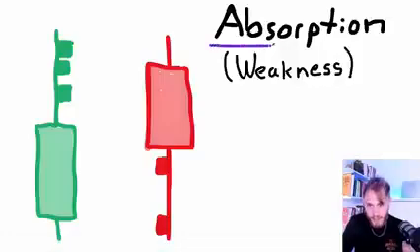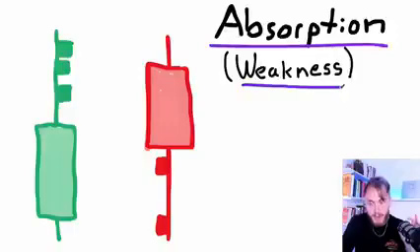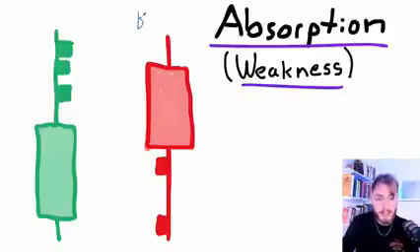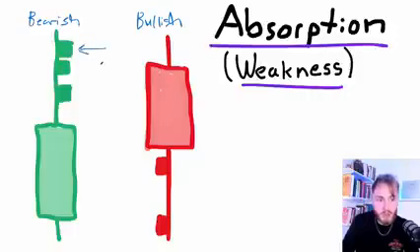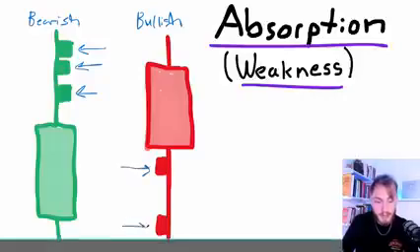Alright, so let's begin by taking a look at absorption. And remember, when we talk about absorption, we are talking about weakness. One thing that might sound a little bit counterintuitive here is that the red one is actually the bullish absorption and the green one is the bearish absorption. I'm sorry if the drawing here is a little bit ugly, but what I'm trying to show is that the green dots right here, here and here are buying imbalances, while the dots, for example, right here and right here are selling imbalances.